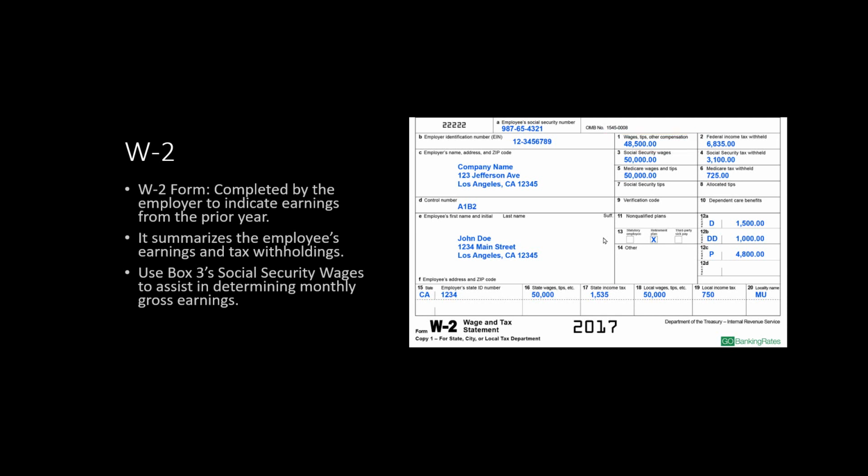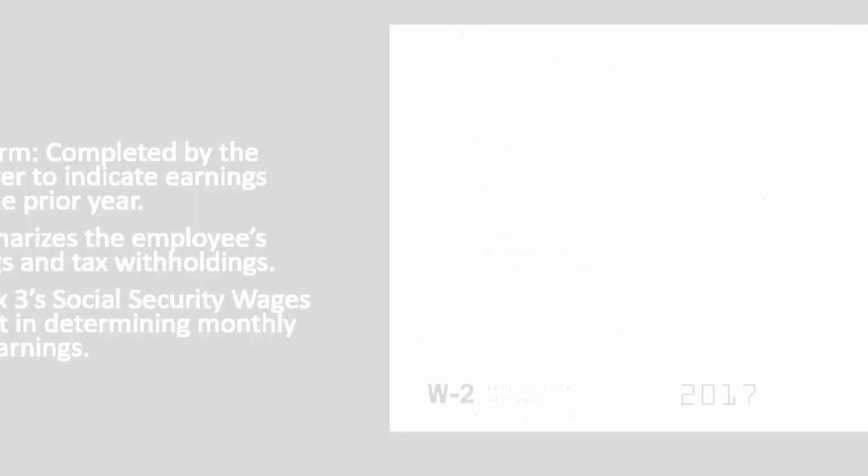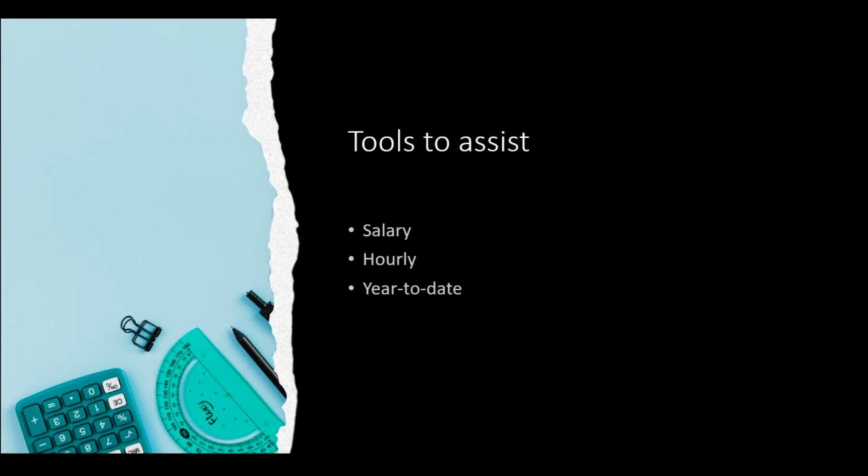In this example, what is John Doe's monthly gross earnings for the 2017 tax year? The answer is $4,166.67. Divide $50,000 by 12 to arrive at $4,166.67. For assistance, download the Employment Income Calculator, which will calculate monthly gross employment income from salary, hourly, or year-to-date earnings. Just enter the basic information into the yellow fields that is obtainable from pay stubs, W-2 forms, or the parties, and the calculator will do the rest.